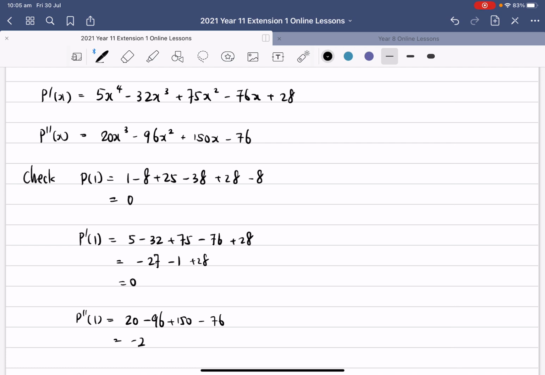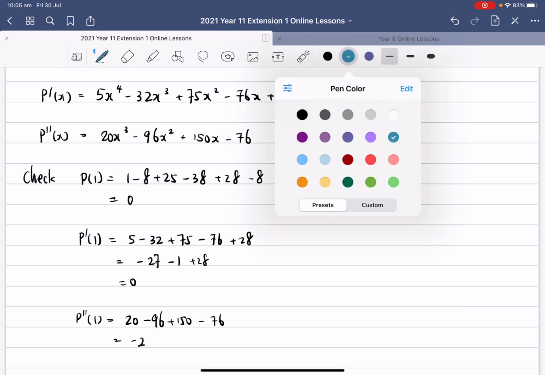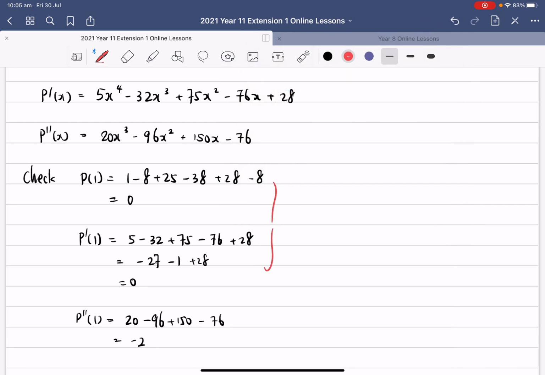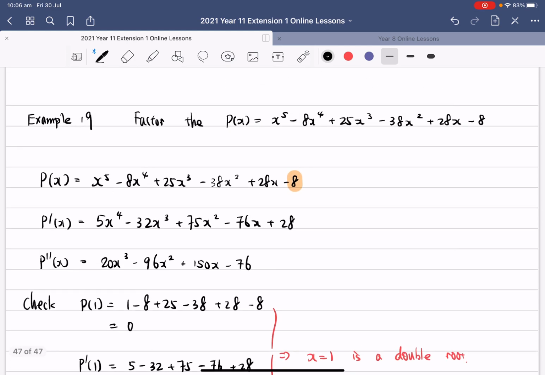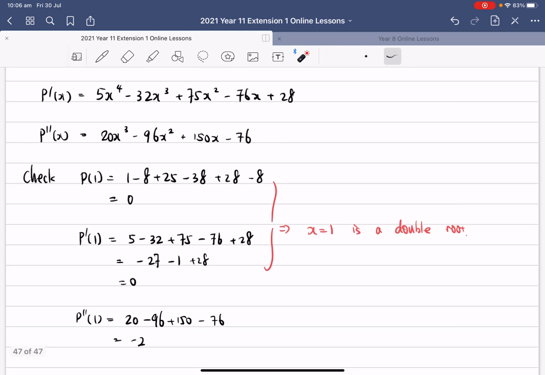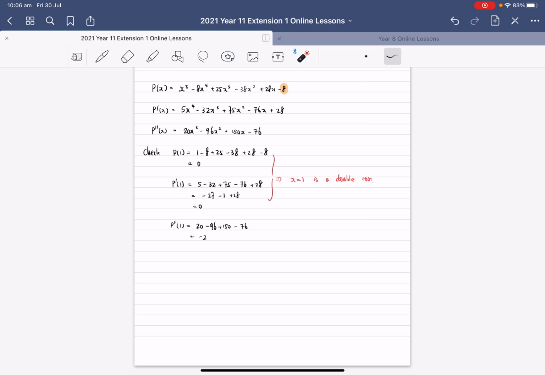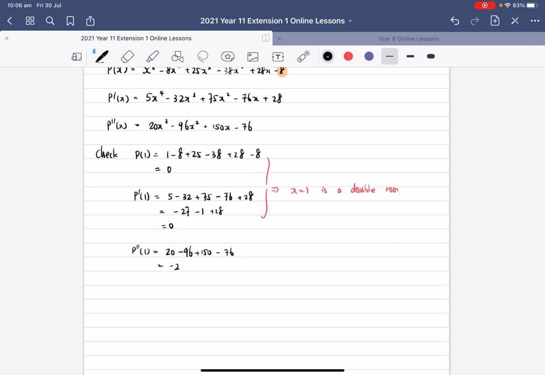So, therefore, from here, we can make a conclusion that x equals 1 is a double root. It's not a triple root because P''(x) is not equal to 0 this time. Alright, so, yep, that's good. We've got a double root, but remember this is power of 5 here, so we need to have another 3 roots here. So we haven't finished it, okay? We need to continue the process.